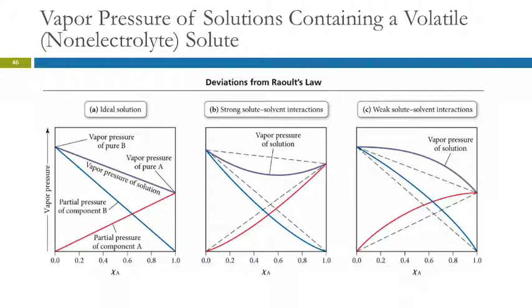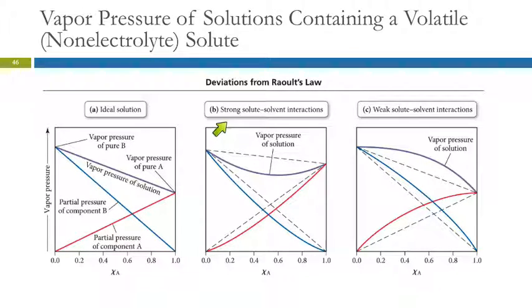The other component is B. And so B over here, when A is at a 0 mole fraction, that means that B must be at a 1. So there's the vapor pressure of pure B, and that will decrease linearly until we get to 0 for the B. This is the vapor pressure of the solution. It's the sum of the partial pressure of A and the partial pressure of B. And this is ideal behavior. Everything works out nicely.